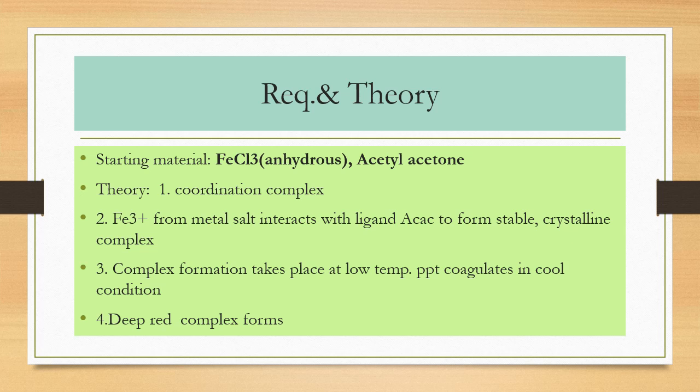One should know the requirements, that is the starting materials. Here we require one metal salt, that is ferric chloride, which should be anhydrous, and the second one is a ligand. We are using acetylacetone as the ligand. Here the metal ion Fe is in the trivalent state, that is the +3 state, and it interacts with the ligand acetylacetone to form a stable crystalline complex. The color of the complex is bright red and it is crystalline.